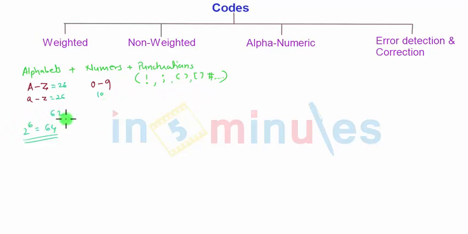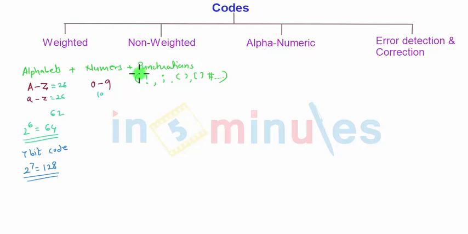So we employ a 7-bit code. A 7-bit code has 2 raised to 7, that is 128 combinations. So you can easily represent the alphabets, numbers and punctuation marks. Basically alphanumeric codes are used to represent alphabet letters, numbers, punctuation marks and other specific characters in the computer system.